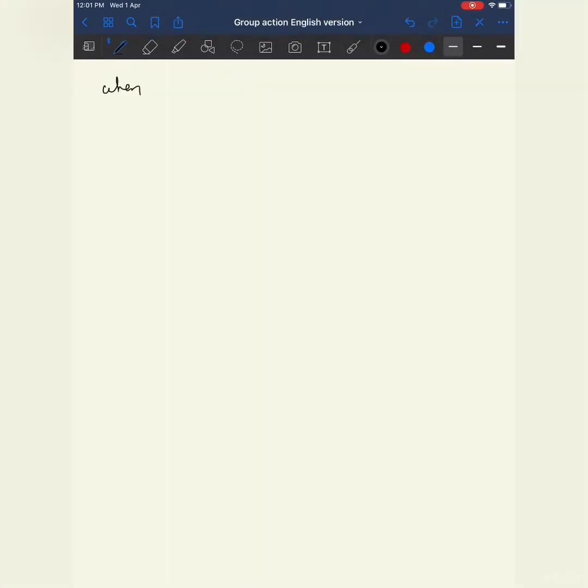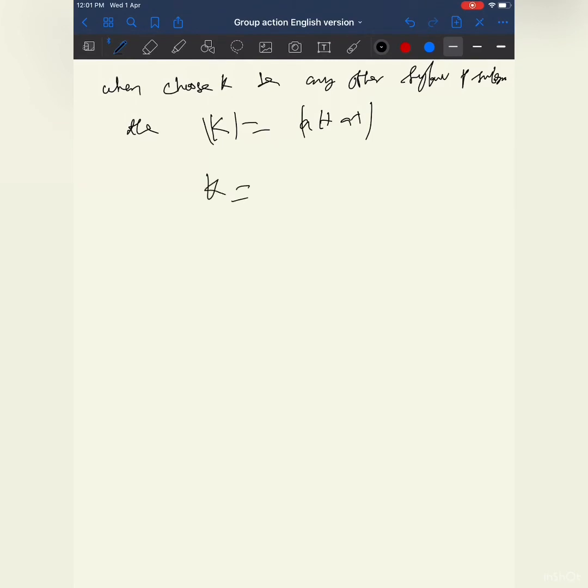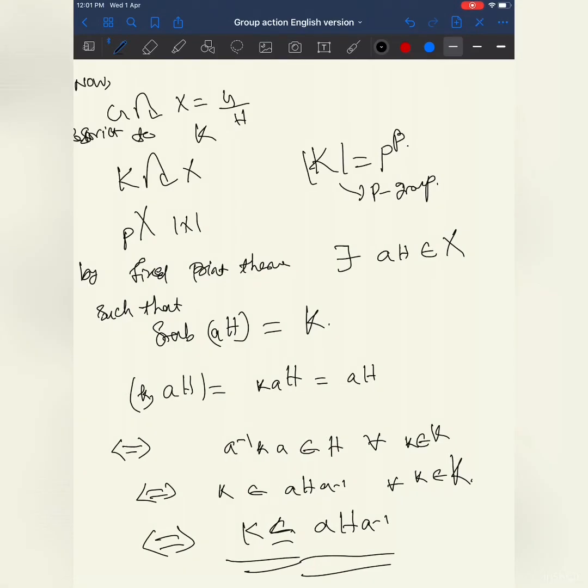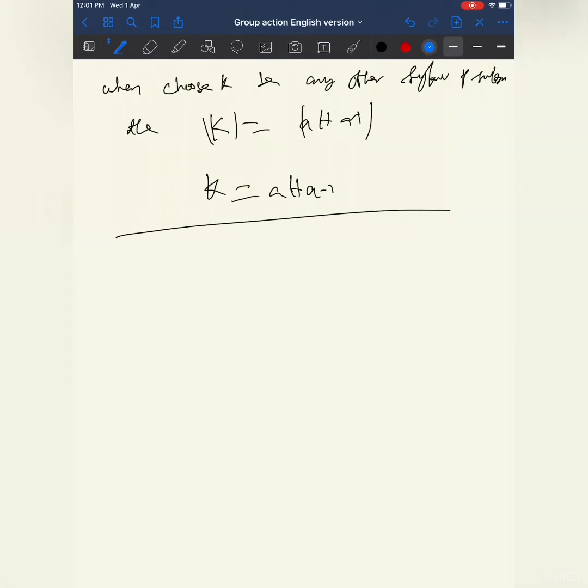And from here, when we choose K to be any other Sylow p-subgroup, then the order of K is the same as the order of AHA inverse, so that must be equal to AHA inverse. So any two Sylow subgroups are conjugates. That I proved. So the key trick is choosing the correct group action. Wherever you go, choosing the correct group action.